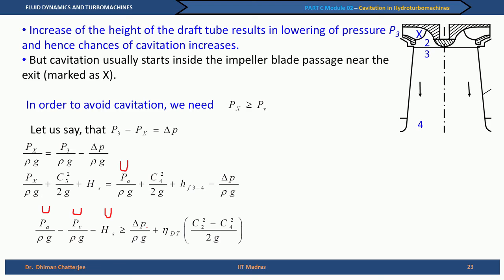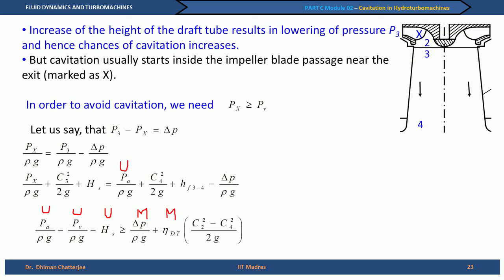On the right hand side, the first term includes the pressure drop inside the runner, in the vaneless space inside the runner, and it is known only to the manufacturer. The draft tube efficiency is also known to the manufacturer, because the manufacturer has designed the draft tube. So, certain terms on the left hand side are known to the user, and certain terms on the right hand side of the inequality are known to the manufacturer.